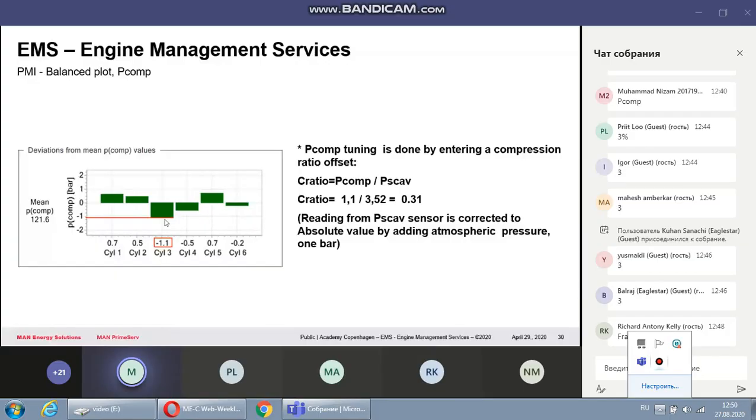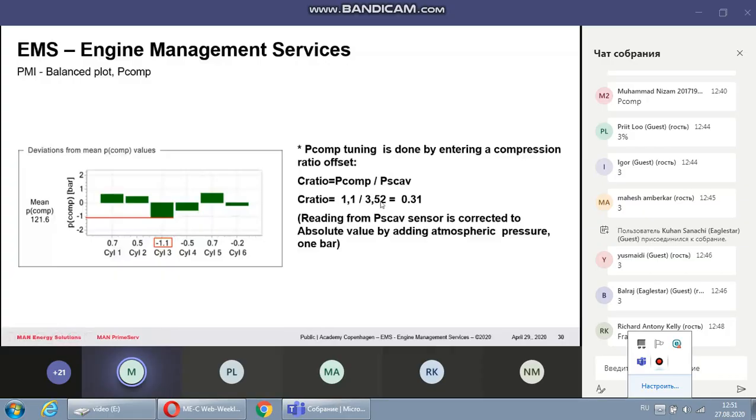So we found everything is good here. I would like to adjust your P compression. When you adjust your P compression, the formula that you need to use, I told you, we have to add the atmospheric pressure to the scavenging air pressure. The compression ratio adjustment is deviation divided from the mean value. So the mean value, whatever it is, doesn't matter. Here you get the value of minus 1.1 divided by scavenging air pressure plus 1 bar.